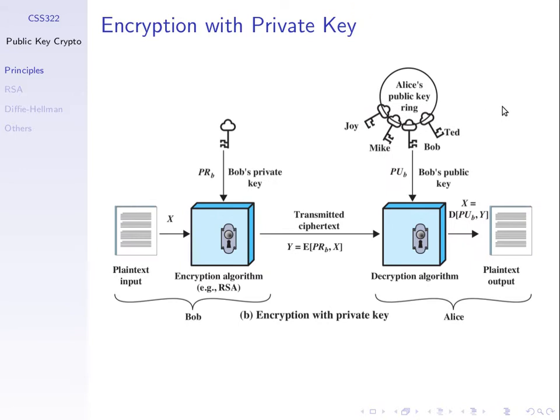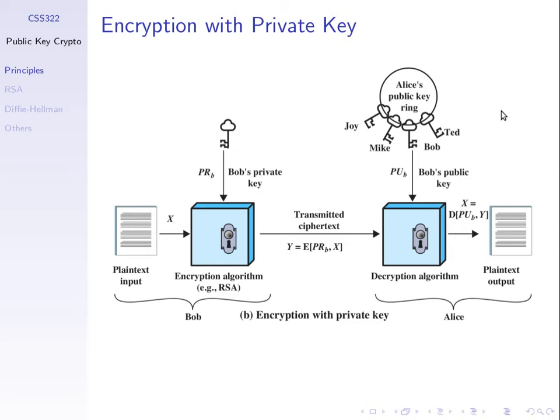We can also use the keys sometimes in the opposite direction. Here's a case where we don't want confidentiality, but we want authentication. Bob's going to send a message to Alice. Bob doesn't care if someone else sees the message. The important thing here is that Alice can confirm that this message came from Bob. It didn't come from someone else pretending to be Bob. Okay, so this is authentication.